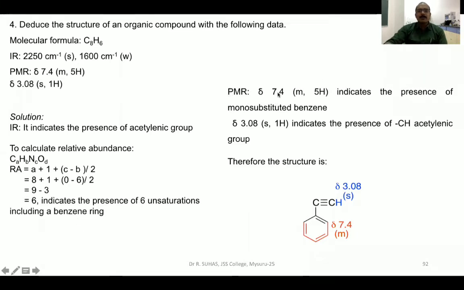Coming to PMR, 7.4 multiplet 5H, it indicates the presence of monosubstituted benzene ring, and 3.08 singlet 1H, it indicates the presence of CH acetylenic group. So the structure can be written as benzene ring, C triple bond C, CH. So this is monosubstituted benzene ring, 7.4 multiplet can be written here. Only 1 H for the acetylenic, and hence it is singlet. There is no neighbor for this. So the value is appearing around 3.08.